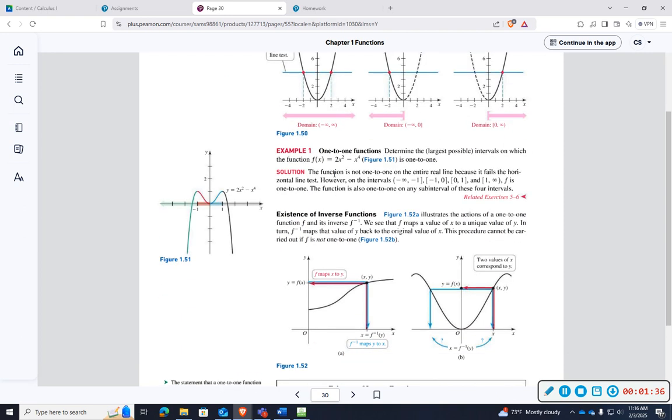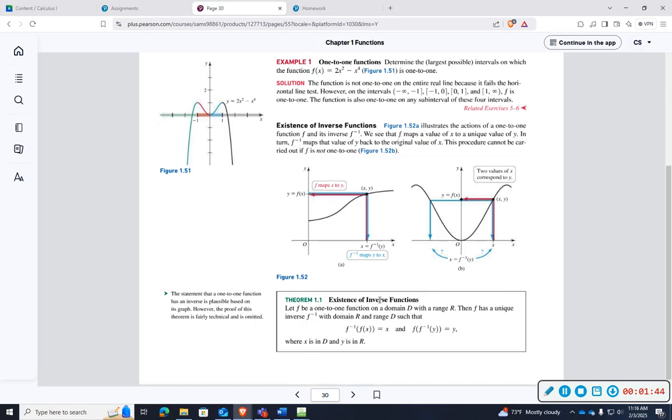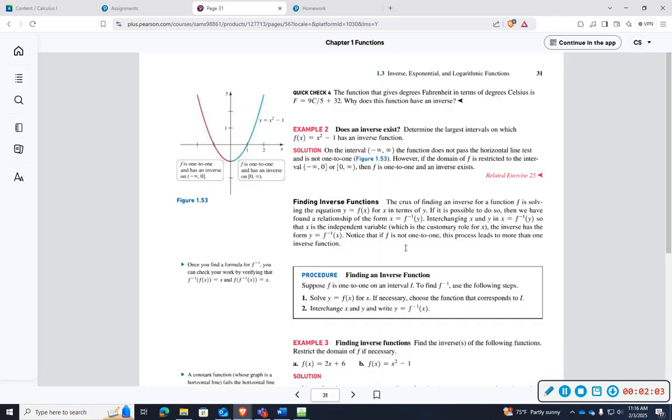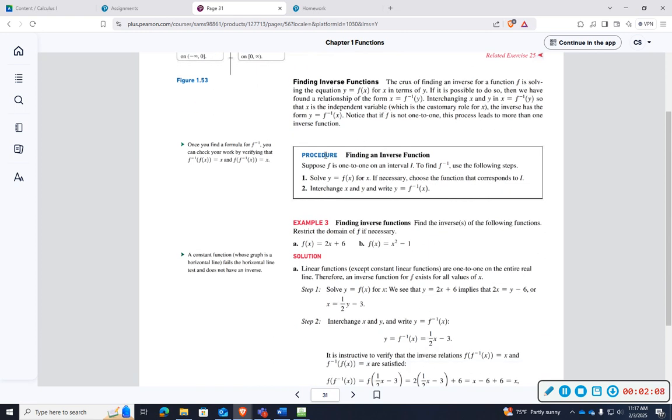And then if you have a one-to-one, you can go over the existence of that inverse, and it basically tells you you're going to solve for x instead of solving for y, or you can switch x and y and solve for y, but the notation is f of -1. And that's not a negative exponent, so don't confuse those when we're dealing with inverses. So again, does an inverse exist? The function has to be one-to-one, and then here's the procedure on how to find it.